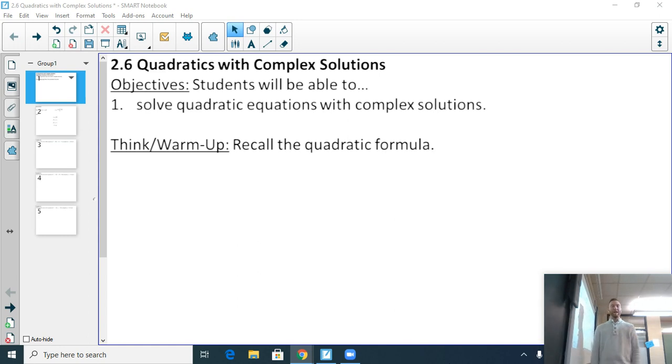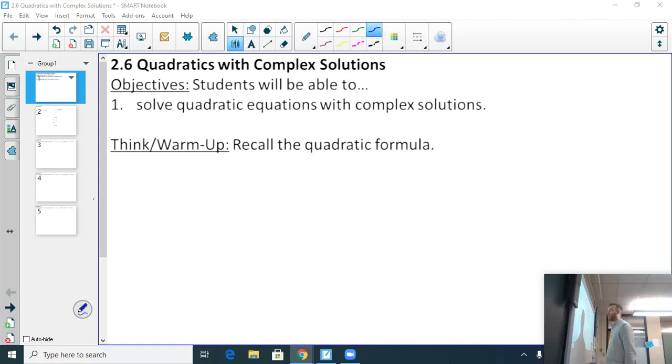Alright guys, welcome back, and today we're going to go over 2.6, which is quadratics with complex solutions. And this should be pretty quick because we all just did a lesson on imaginary numbers. And so this is basically that, except we're just going to be combining that with solving quadratics, which is what we've already been doing.